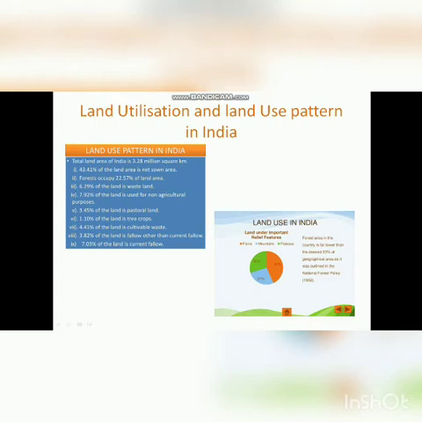Suppose land is allotted for net sown area. What is net sown area? That is the land used for pure cultivation of crops. That is net sown area. Around 45% on average of the land which we have in India is used for cultivation.